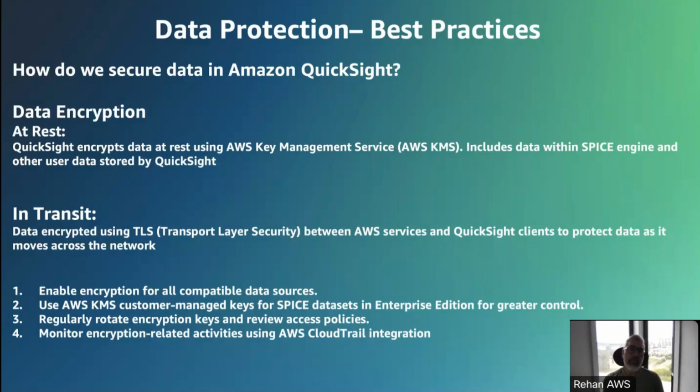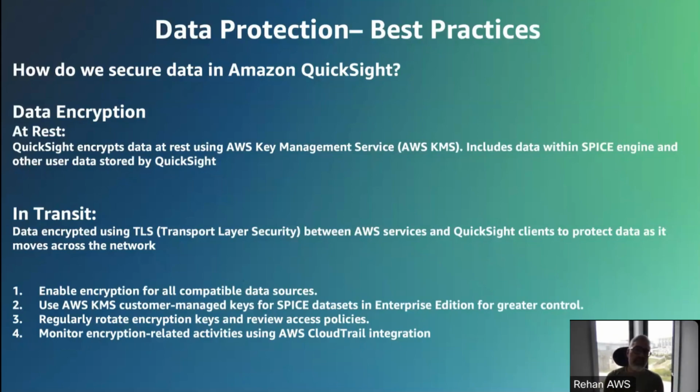So that's an added sort of encryption on top of just the data; the metadata is encrypted as well. In transit, it uses TLS 1.0 and above between AWS services and QuickSight clients as data moves across the network. Just be mindful that the connection between that service VPC that I was showing you earlier and your customer VPC is already encrypted, right? So any traffic that moves between VPCs is already encrypted.